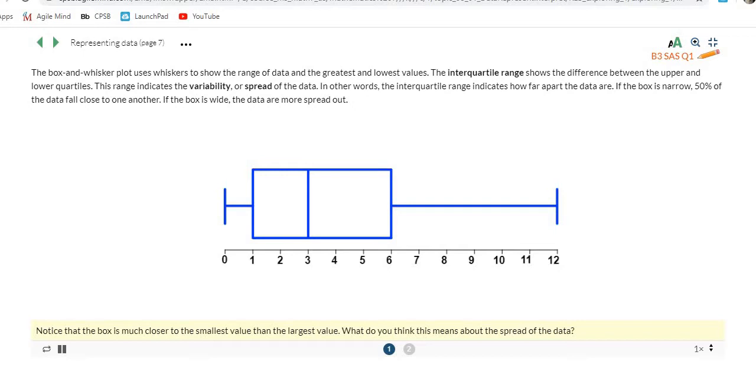Are the boxes the same? No. Is box 1 or box 2 more clustered? 1 is more clustered because it's tighter together. This is a little more spread apart. This end part here is massively spread apart. That kind of makes sense.